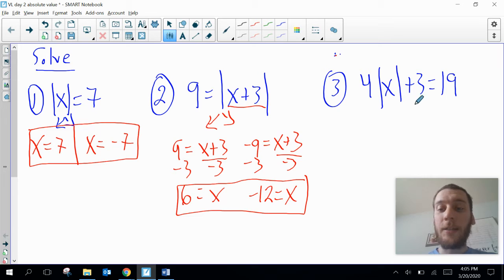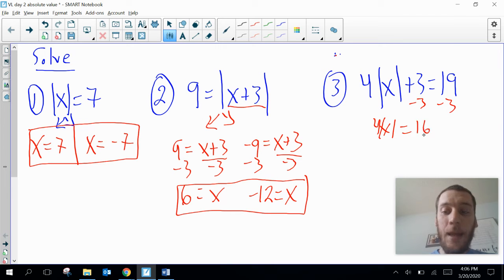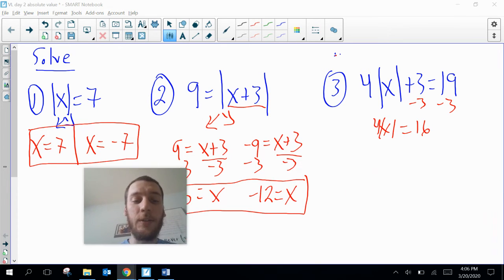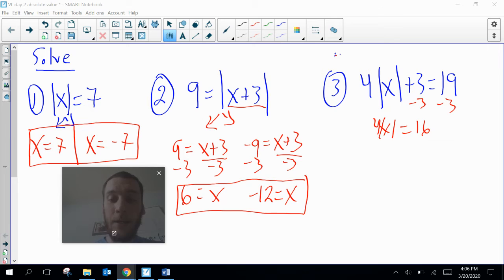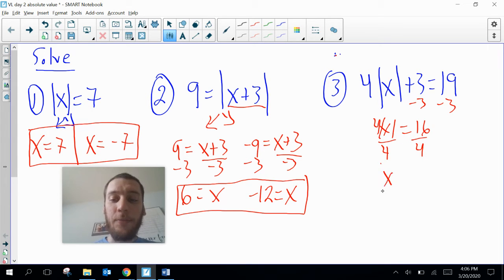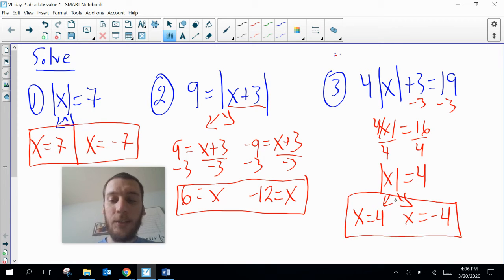Number 3, we got to get it by itself, so I'm going to subtract 3. And then this is being multiplied, so I need to divide that by 4. Divide both sides by 4. And now that I've got the absolute value by itself, I can split it up. So one way is just as it is, x equals 4. And the other way will be x equals the opposite of what's on the other side. So we got two answers.